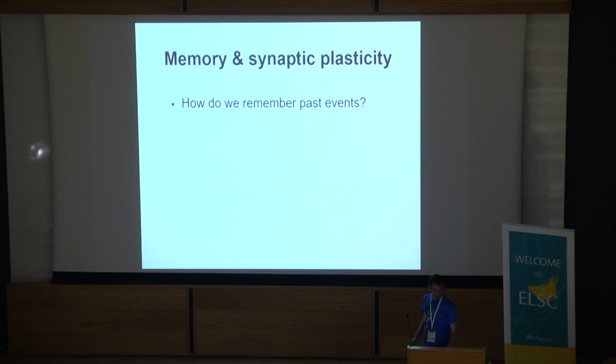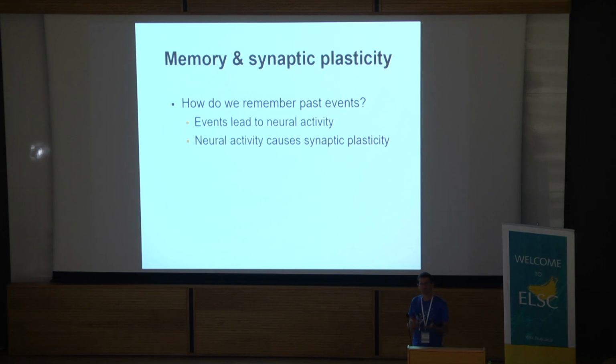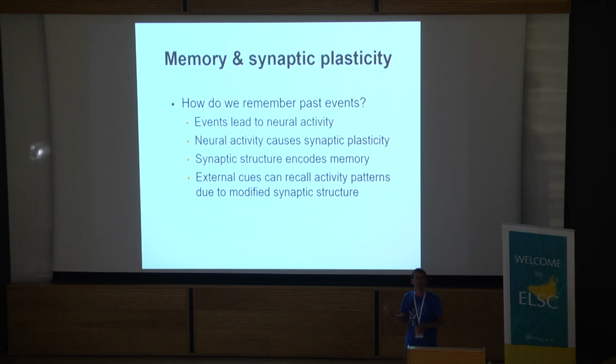The common way to think about it is that when we experience certain events, they give rise to neural activity. Neural activity, in turn, causes synaptic plasticity. And then the synaptic structure that was modified by this activity is what encodes memory. When later we want to recall that memory, we can use some external cue to recall an activity pattern due to this modified synaptic structure. This is the basic concept of how memory works, the textbook account.